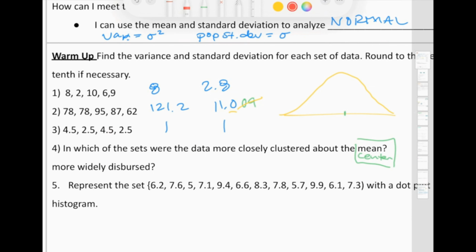Well, remember, standard deviation and variance are measures of spread. Measure of spread. So if it's a small number, such as 1 and 2.8, they're going to be around the middle.